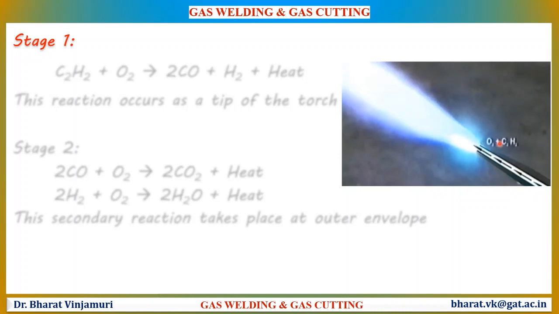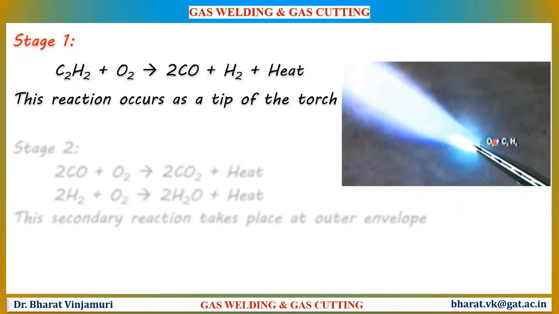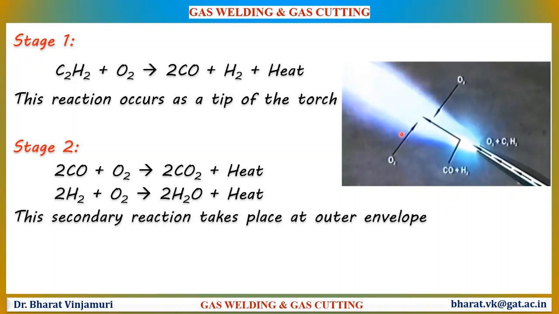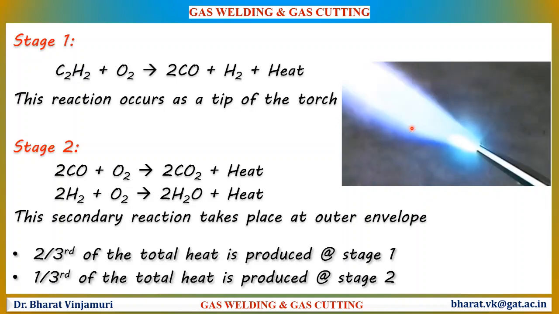At stage 1, acetylene reacts with oxygen to form carbon monoxide and hydrogen, liberating heat at the tip of the torch. The byproducts of stage 1 will react with the oxygen present in the surrounding air. This secondary reaction takes place at the outer envelope. Almost 2/3 of the total heat is produced at stage 1 and 1/3 of the total heat is produced at stage 2.